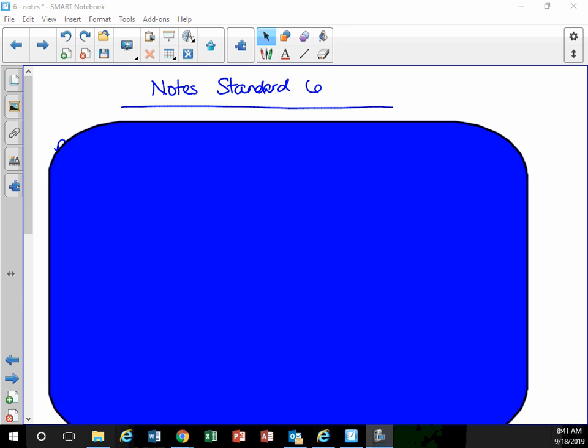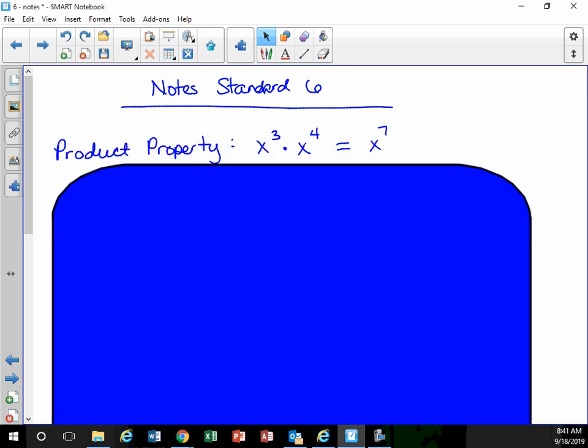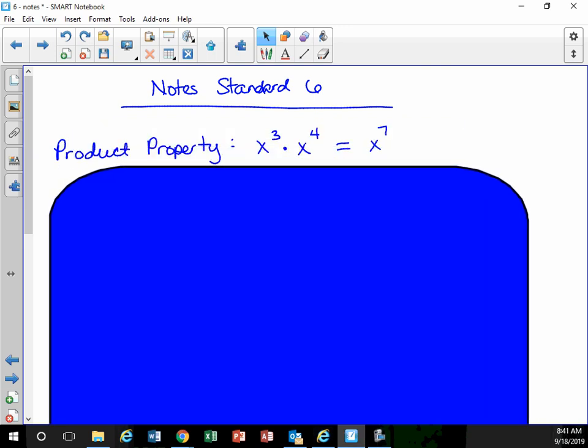Your standard 6, we're talking about exponents and simplifying them. So we got to write down our properties first. First one is the product property, and then a little example for you there.